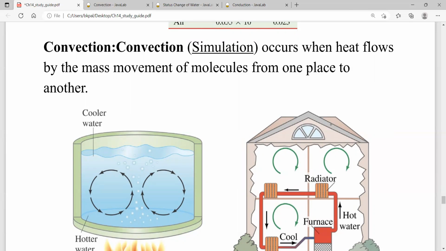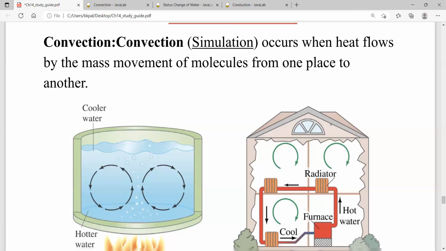So normally gases and liquids are bad conductors, but even though they are bad conductors, heat can transfer from one place to another place very effectively in water or in air, but not by the conduction method. It is another method, and that is the convection method. So what is the convection method? Convection occurs when heat flows by the mass movement of the molecules from one place to another place.